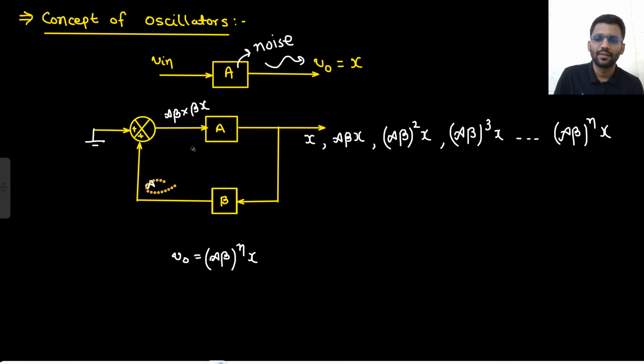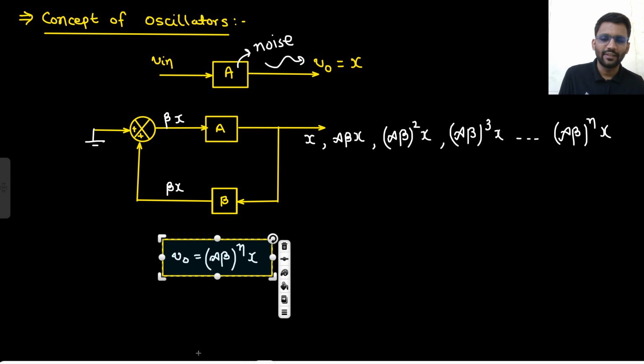So let's just remove it. Just write the first one. This will be beta X, this will be X. So beta X multiplied with A gives A beta X. So this will be your output, right? Now let's just see the different cases.